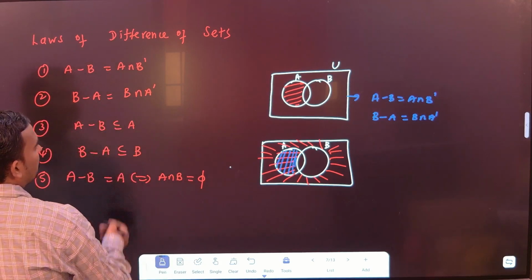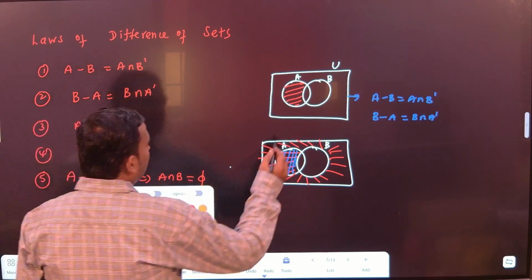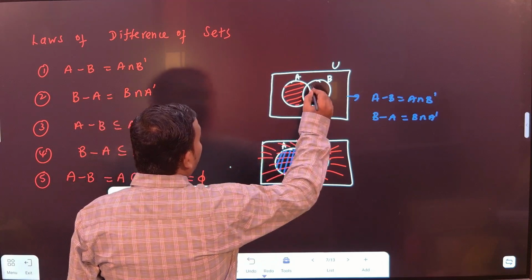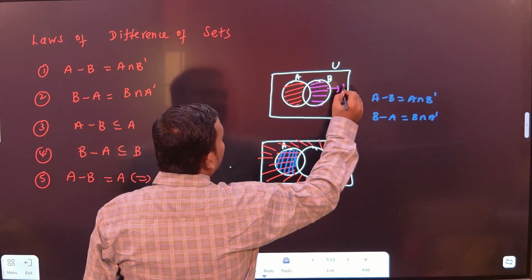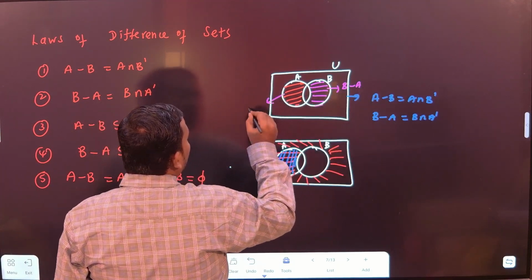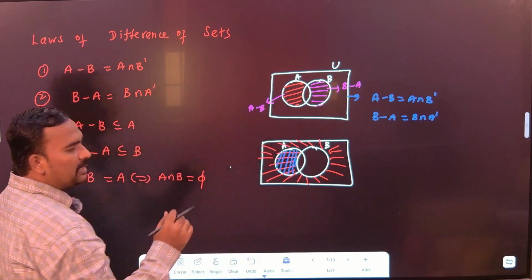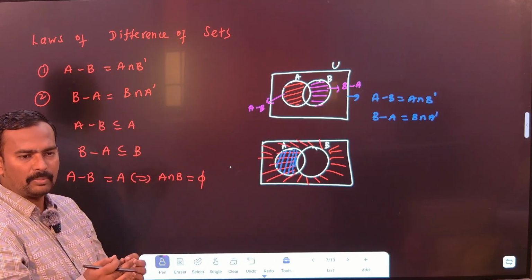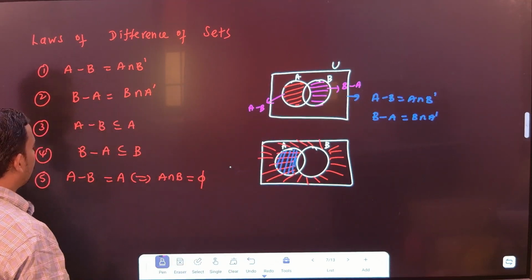The same way, B minus A. B minus A is what? You can see this is your B minus A. This is your B minus A. This is your A minus B. So B minus A is within B, therefore B minus A is a subset of B, you can say.